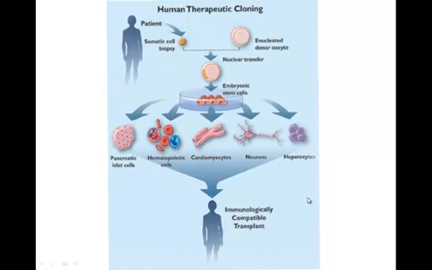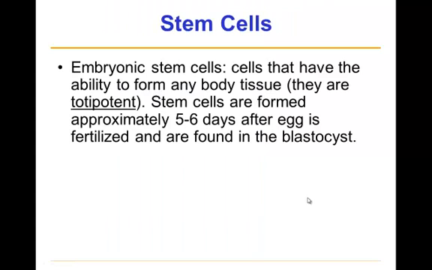So let's talk a little bit more about stem cells. Embryonic stem cells are cells that have the ability to form any body tissue, and we have some technical terms that are used to describe that. The term totipotent is one term. Toti means totally potent, or totally able to give rise to all the cells.